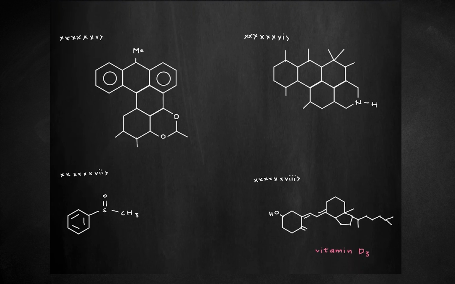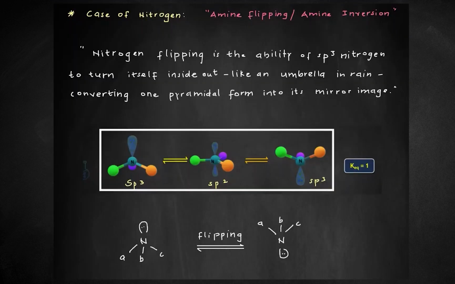For the cyclic system, you have to practice it. Okay, now dear students, we are going to revise a simple concept of nitrogen, called amine flipping or amine inversion. But trust me, this is the most important part, because of this you may lose your marks. Okay, so what is nitrogen or amine flipping? Look here. Here there is nitrogen, 3 different groups are attached here. Here is the lone pair. Okay, hybridization is sp3.